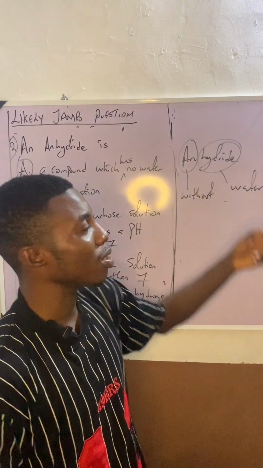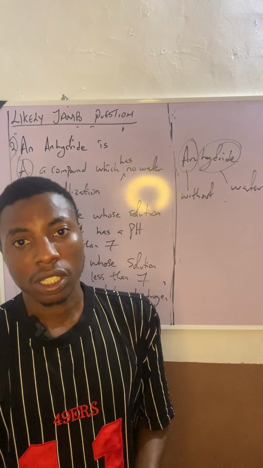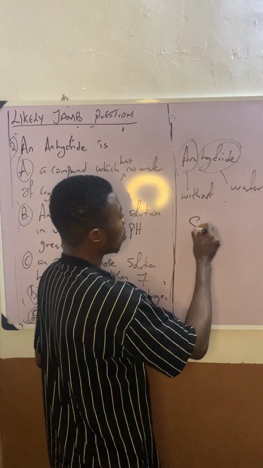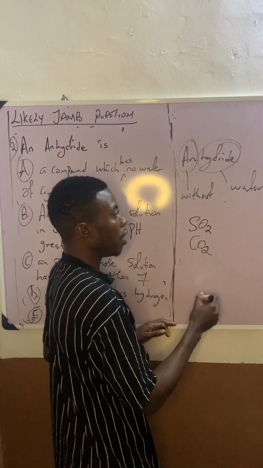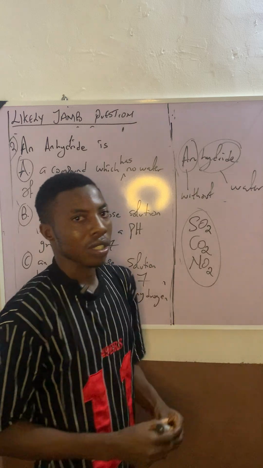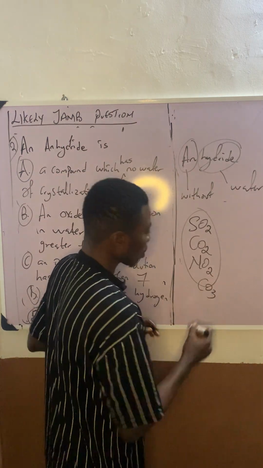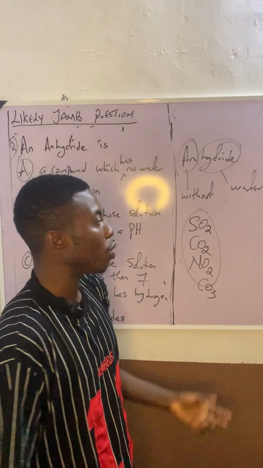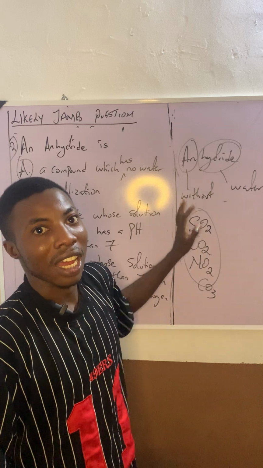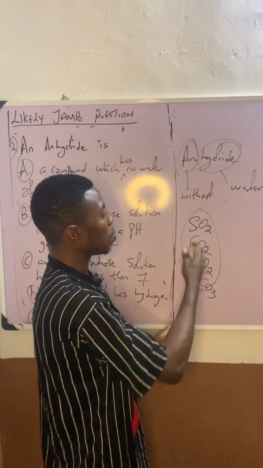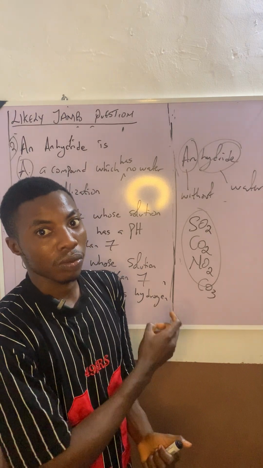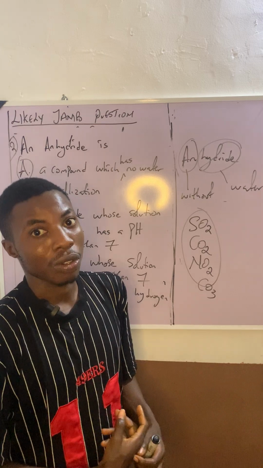So now, anything that has to do with an acid anhydride is always a non-metal oxide. They are always non-metal oxides that form acids. So for example, if you have something like SO2, CO2, NO2, all of these now form what? And even CO3 here. All these ones form what we call acidic oxides. They are acid anhydrides. They are the ones that, once you add water to them, are going to form what? An acid. Do you understand that? They are going to form an acid.